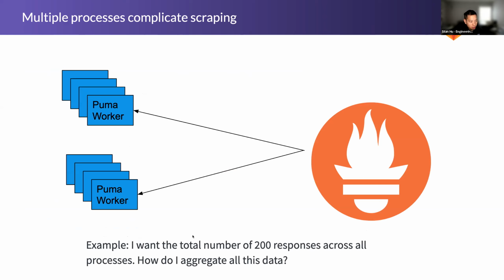But then, going back to Puma and things like Sidekiq, which run multiple processes to support web applications, multiple processes really add some complications here, because on the right, we have the Prometheus server that's trying to scrape for metrics. And let's say you have 4 Puma workers spread across 10 different machines, right? So you're talking about 40 different processes that you need to scrape. Well, how do you do that effectively?